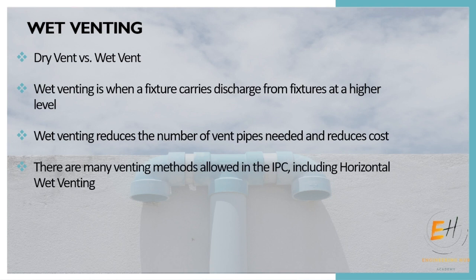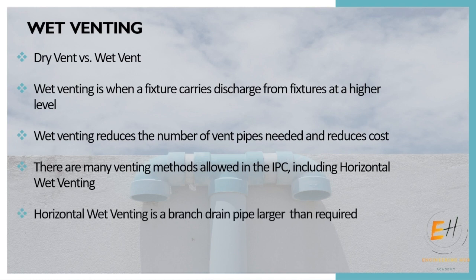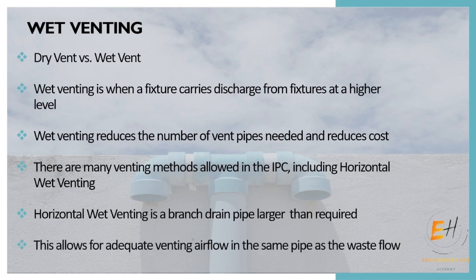There are many types of venting schemes and methods allowed in the International Plumbing Code (IPC). The horizontal wet venting method, located in section 912.1 of the IPC, is one that we will discuss today. What is a horizontal wet vent? A horizontal wet vent is a horizontal branch drain pipe that has been increased in size larger than what is normally required by section 710 in the International Plumbing Code. This increase in pipe size allows for a larger space above the maximum probable waste flow level in the pipe, so as to provide for adequate venting airflow in the same pipe as the waste flow.